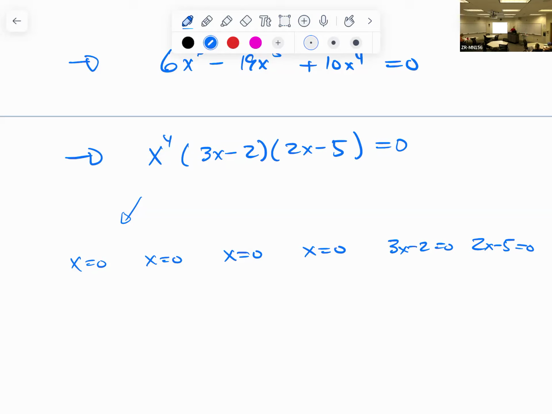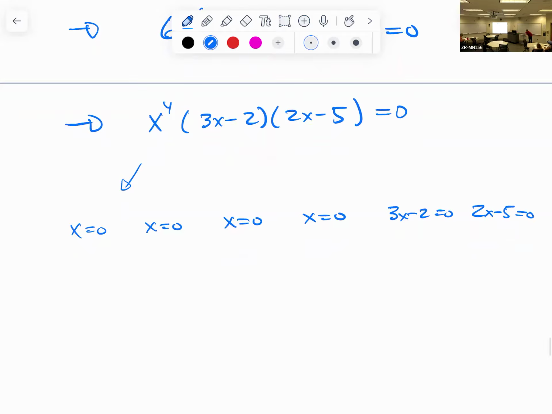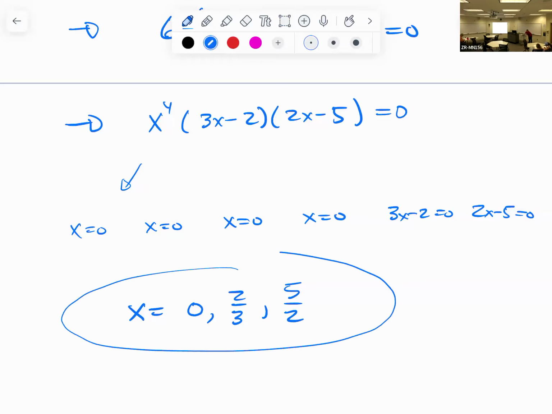These are the only ones we have to quote-unquote solve, and solve is a strong word, there's not much to do there. Add 2, divide by 3, add 5, divide by 2. Hence, x equals 0, 2/3, 5/2. But basically, the whole idea is you turn it into a bunch of things being multiplied.